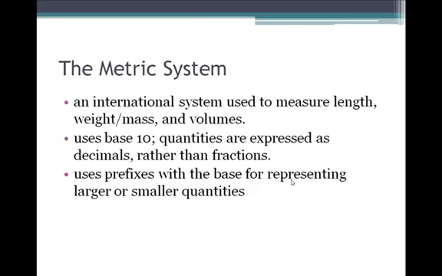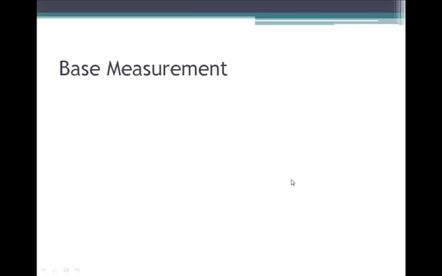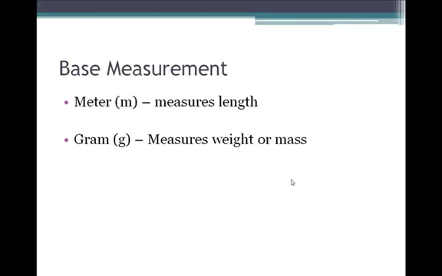And using different bases for the different types of measurements, they just add a prefix to the beginning of those bases to represent larger or smaller quantities. Basic base measurements are meters to measure length, grams to measure weight or mass, and liters to measure volumes, usually liquid measurement.